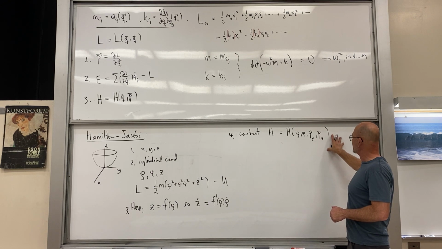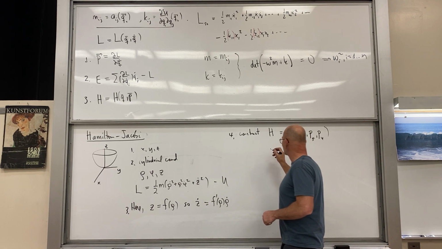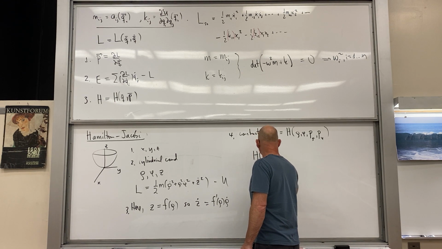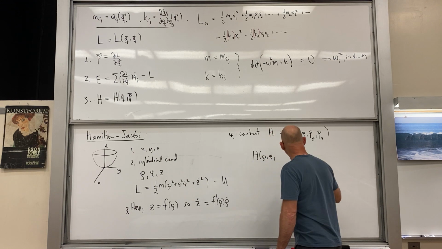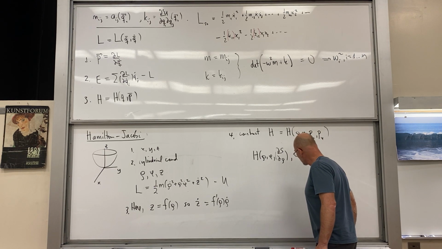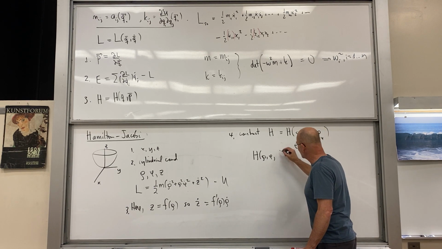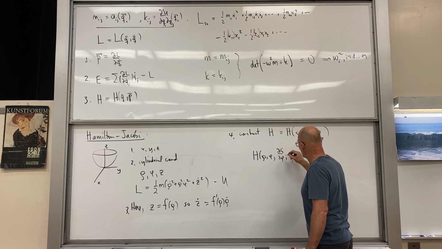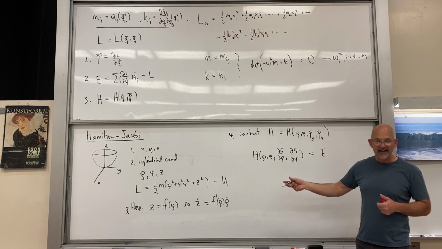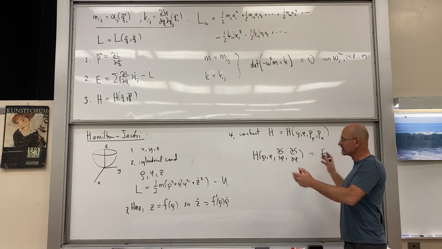And if energy is conserved, of course, then you have H of rho, phi, dS/d rho, and once more dS/d phi, equals E. And then of course we have our techniques for dealing with this, separation of variables and so forth.